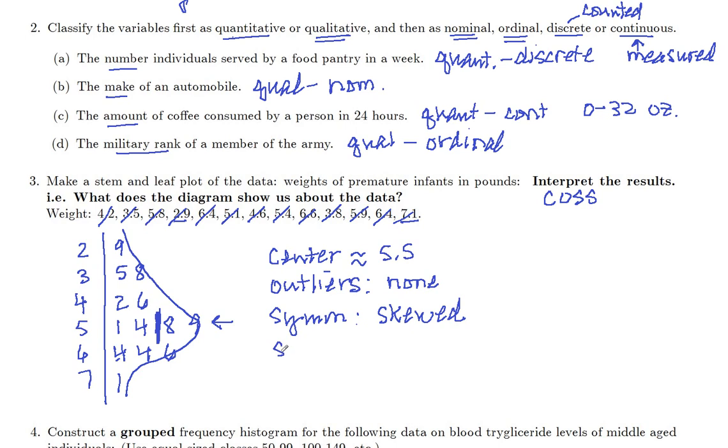And then spread of the data. So we can tell low 2.9 to 7.1. That's actually the range of the data. So we can tell the low and high real quickly. And then we can see that most of the data here is concentrated in like the 5 to 6 pound range.